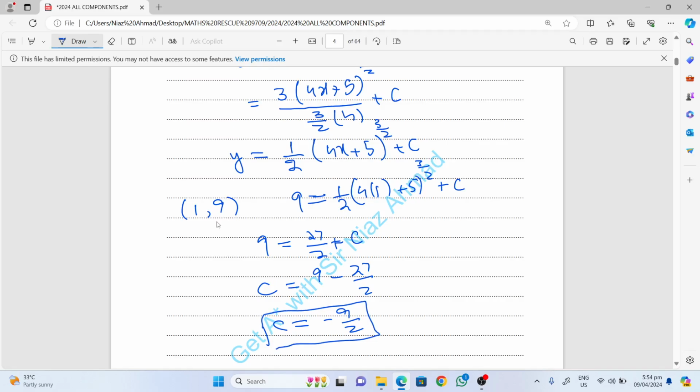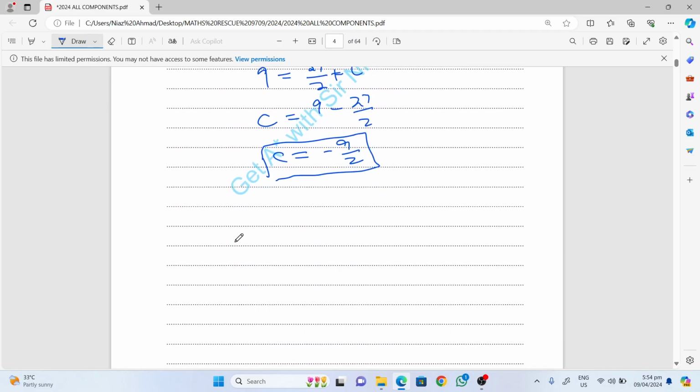Now our equation is, I got my c. Now your equation will be like y equals 1 over 2 (4x plus 5)^(3/2) minus 9 by 2. This is my equation. Now I have another point, and the point is 5 comma a.